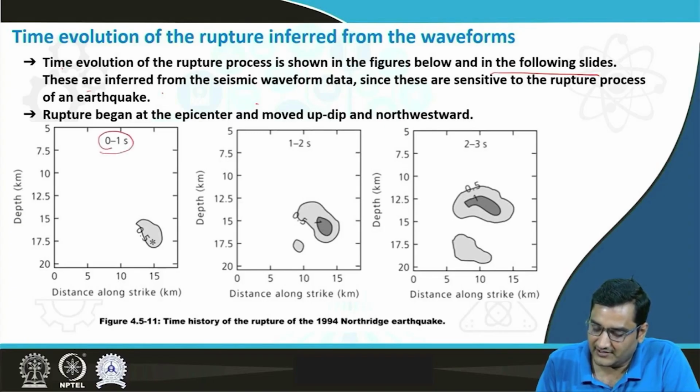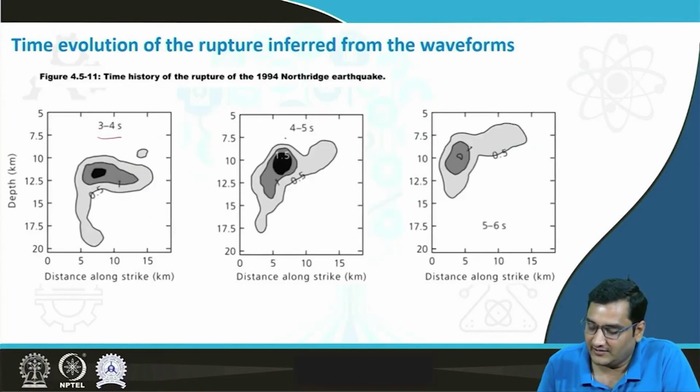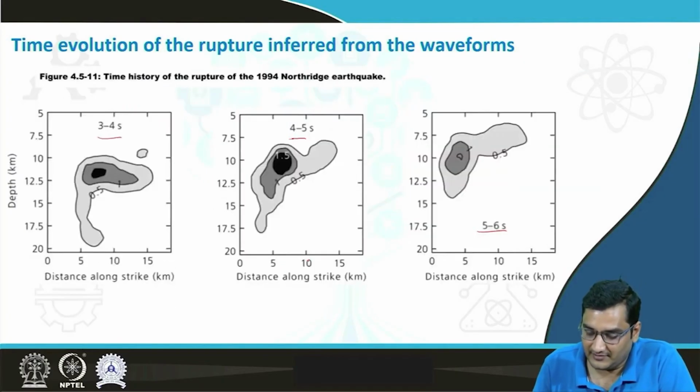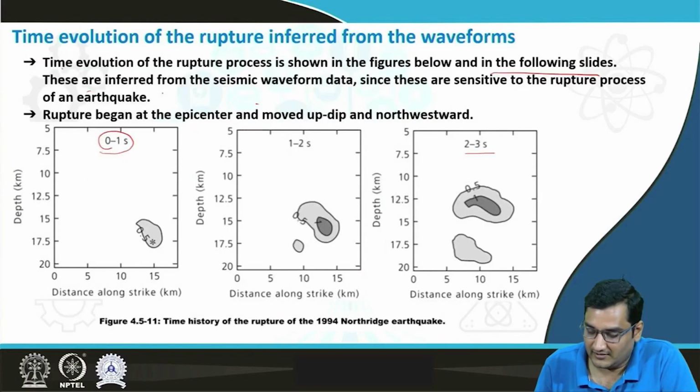from 0 to 1 second at the happening of the main event. This is 1 to 2 seconds after the main event. This is after 2 to 3 seconds, and this is 3 to 4 seconds. Here we have 4 to 5 seconds, 5 to 6. Likewise, up to 7 to 8 seconds, we have this evolution of the rupture.